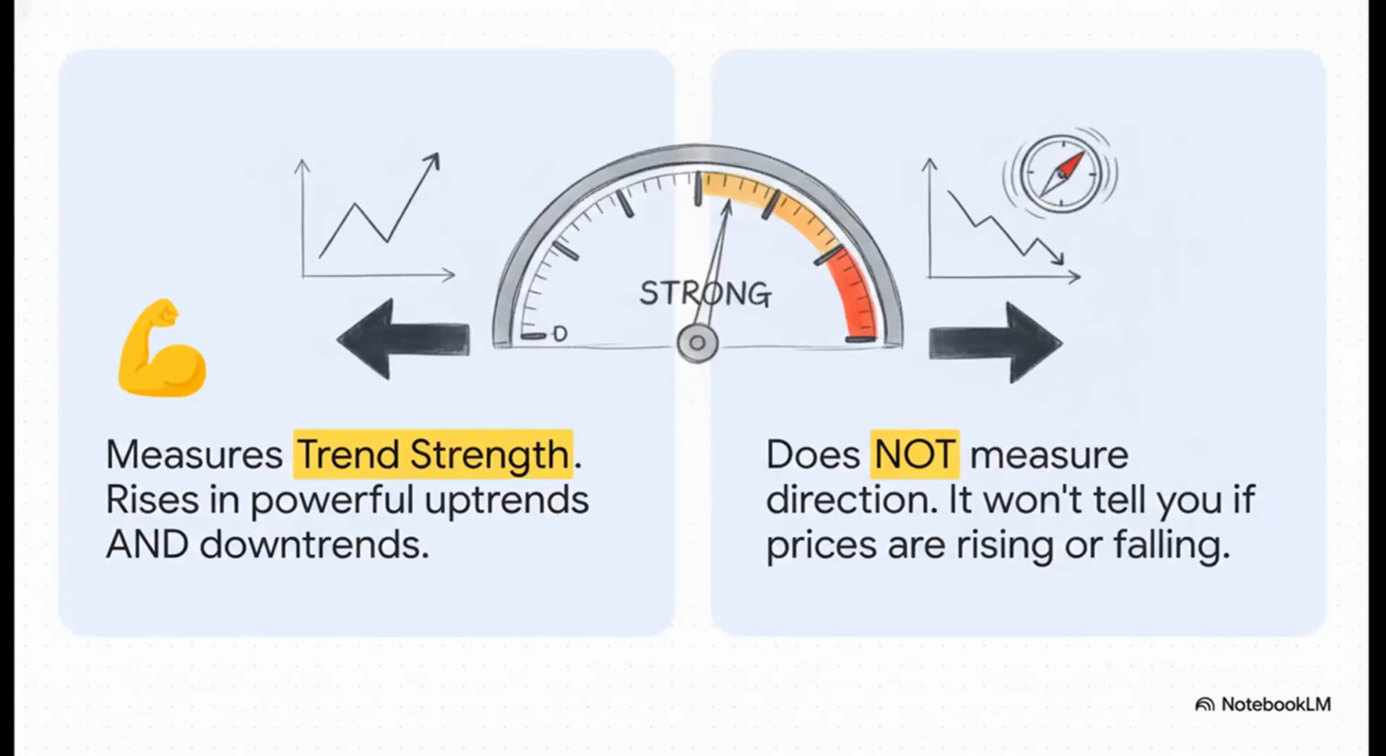Simple as that. And that brings us to the number one, most important thing you have to understand about the ADX. It is totally non-directional. Let me say that again. The ADX line will go up during a huge, powerful uptrend, and it will also go up during a huge, powerful downtrend. It only cares about strength. It has no idea if we're going up or down.